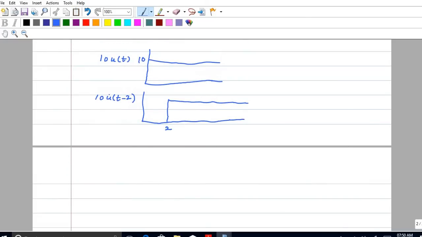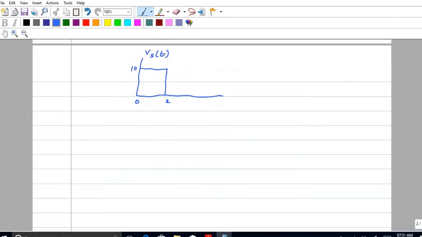Then let us find the difference. We will subtract the second signal from the first signal. So what happens? From 0 to 2, the first signal is 10, whereas the second signal from 0 to 2 is 0. So when you subtract, you will get 10 for this period. Then from 2 to infinity, the first signal is also 10, so you will get 0. So you will end up with this particular waveform which is given in the question. This is the Vs of t given in the question.